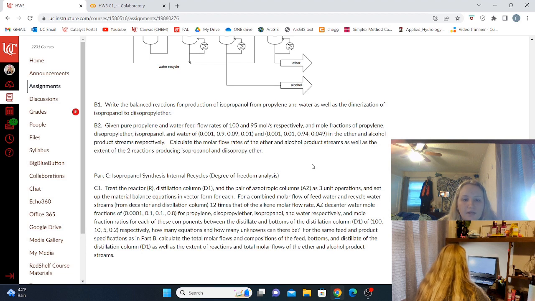For the same feed and product specifications in Part B, the last video, calculate the total molar flow rates and compositions of the feed, bottoms, and the distillate of the distillation column D1, as well as the extent of reactions and total molar flows of the ether and alcohol product streams.